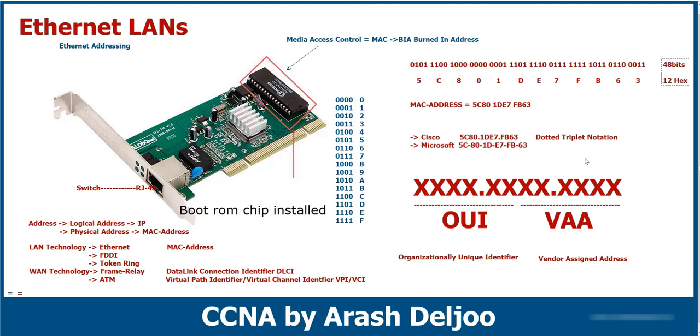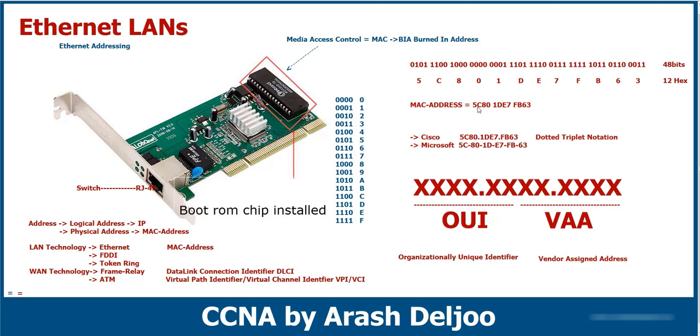Now I'm going to convert these 48 bits to 12 hex characters. Look at here, 0101, 0101 is equivalent to 5. Then 1100, 1100 is equivalent to C. Then 1000, this is 8. Then 0001, 1101, 1101 is equivalent to D. 1110 is E. Then 0111, 7. After that, for example, 1111 is F, 1011 is B, 0110 is 6, and then 0011 is 3. This is the MAC address.